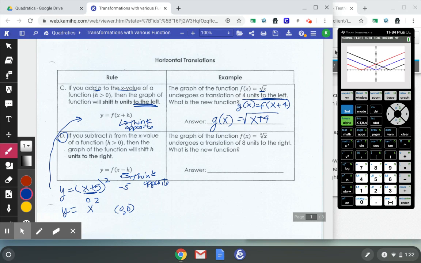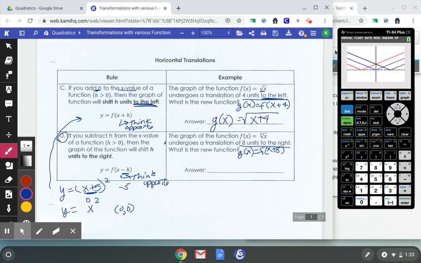Okay, so in our notes again, the graph of the function f of x equals the cube root of x undergoes a translation of 8 units to the right. What is the new function? So I'm going to call the new function g of x. I'm taking the function f of x, and since I'm going horizontally, I know that I'm adding or subtracting to the x value first. And since this one is shifting to the left, I'm going to think the opposite. If I go to the left, that means I'm going to shift to -8 as where it starts at. So I am going to have to add 8 to that.